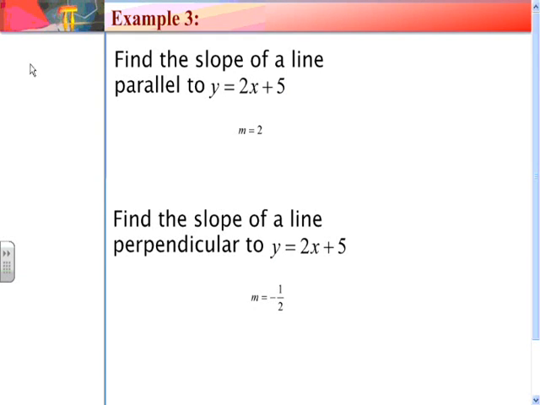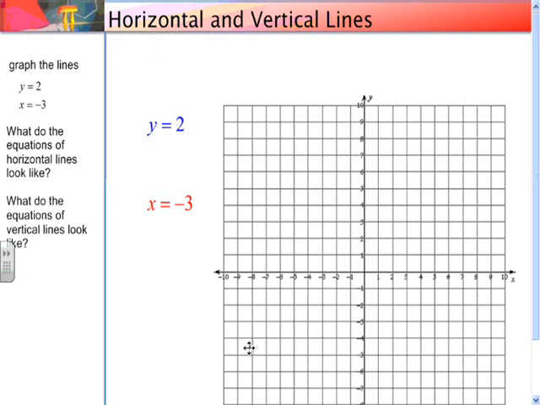Oh, I didn't put it over here, but you should. Find the slope of a line parallel to y equals 2x plus 5. Find the slope perpendicular to y equals 2x plus 5. So get those questions in here on the left. All right, so we're almost done.